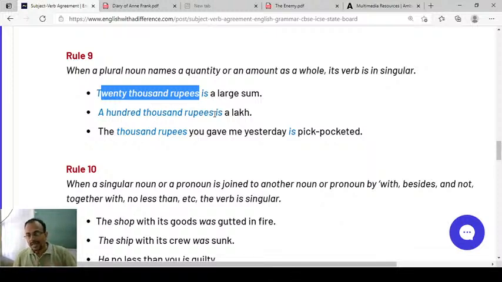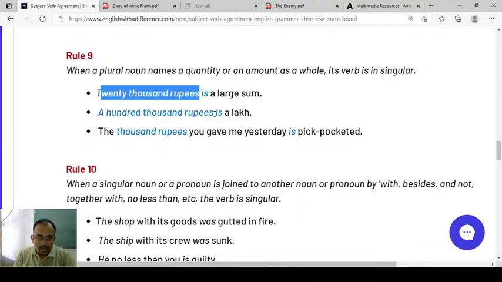As a whole, 100,000 rupees is a lakh, or 100,000 rupees comprises a lakh. So 100,000 rupees is considered as a whole here. The 1,000 rupees you gave me yesterday is pickpocketed. The 1,000 rupees that you gave me is taken as a whole. So even when nouns are plural, if they are taken as a whole, comprising one single idea or one single unit, they are followed by a singular verb.